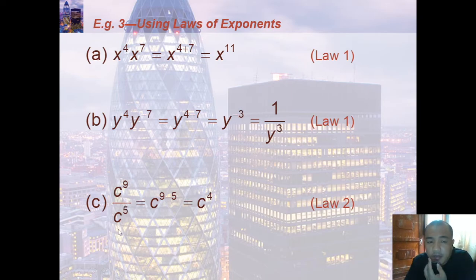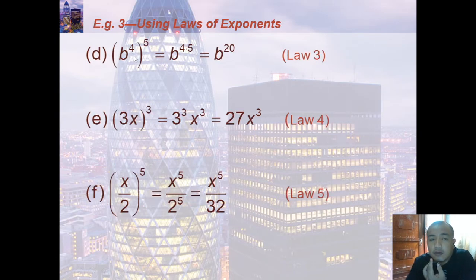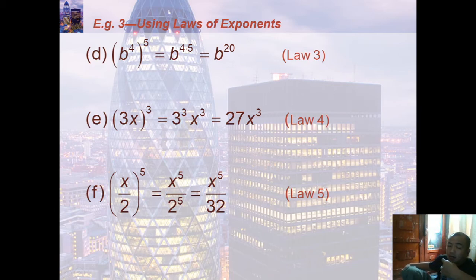In letter C, same base, you subtract the exponents if you are dividing. 9 minus 5 is 4, so c to the 4th power. Letter D: we raise a power to another power, so just multiply the exponents. 4 times 5 is 20, b to the 20th power. Letter E: (3x) cubed means we distribute the exponent 3 to this product, so it means 3 cubed x cubed, or 27x cubed. For letter F, if we raise a quotient to a power, x over 2 raised to the 5th power, that means you distribute the exponent 5 to both x and 2. So it goes to x to the 5th over 2 to the 5th power, or simply x to the 5th over 32.